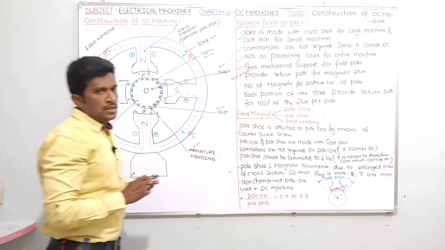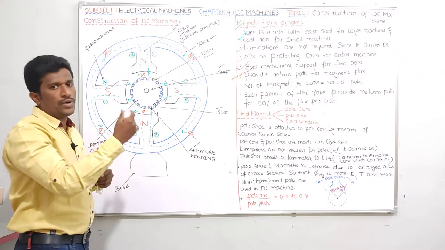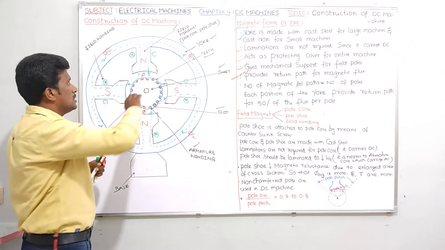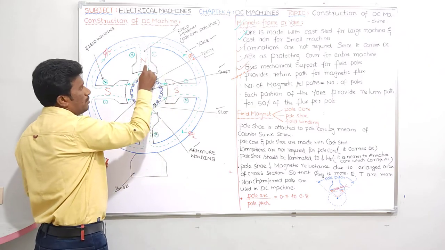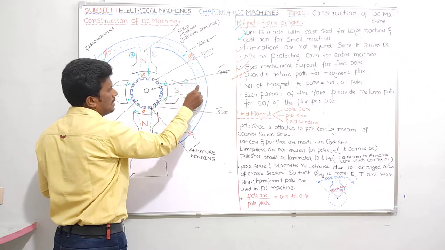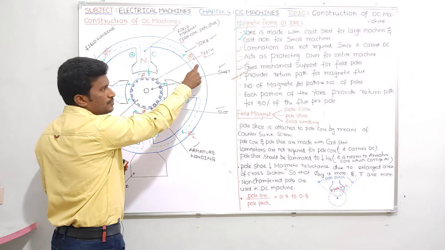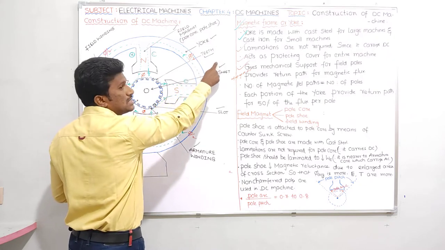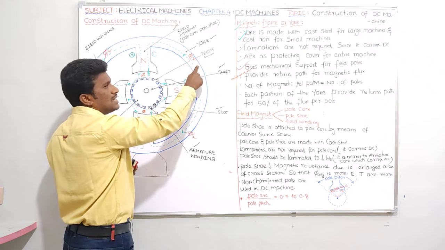What is the function of the yoke? In examinations, this is the question they are going to ask. See, for the flux, for example, from the north pole surface flux is leaving and entering the south pole surface, coming like this. The yoke is made up of magnetic material, and air has high reluctance, whereas the yoke is made up of magnetic material whose reluctance is low.